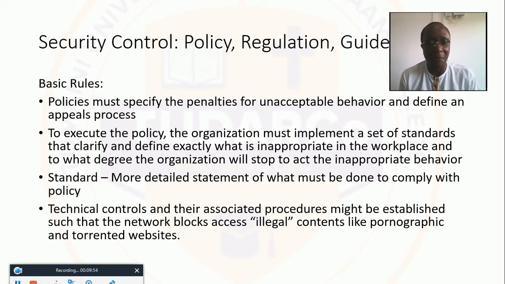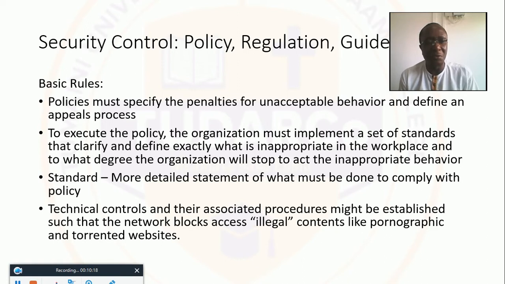So if someone violates password rules, there should be a penalty for that. If someone, for example, uses storage media like a flash disk which is not as specified in the policy rules, there should be a penalty for that. Those things are usually highlighted or spoken about in the ICT security policy.